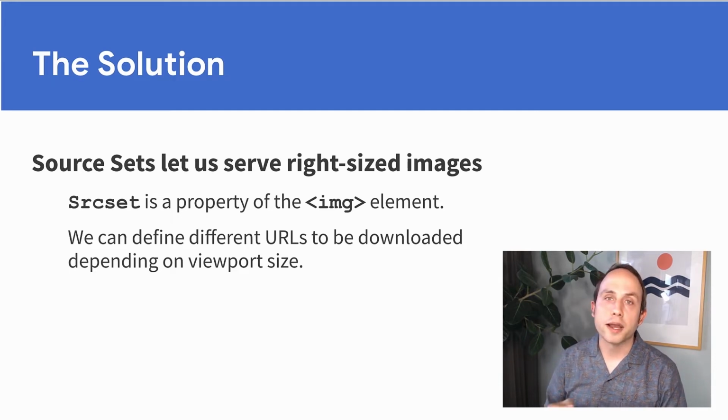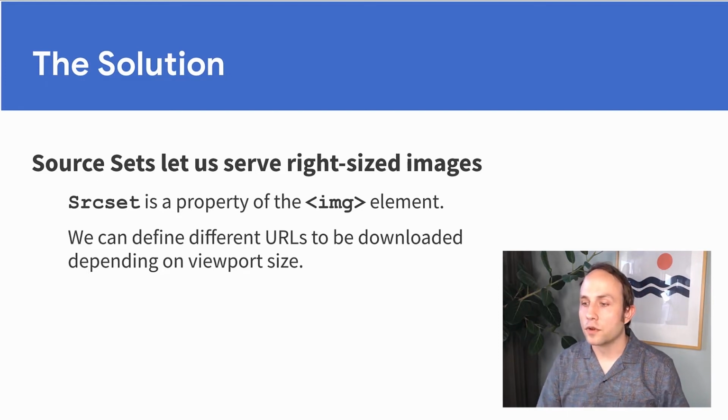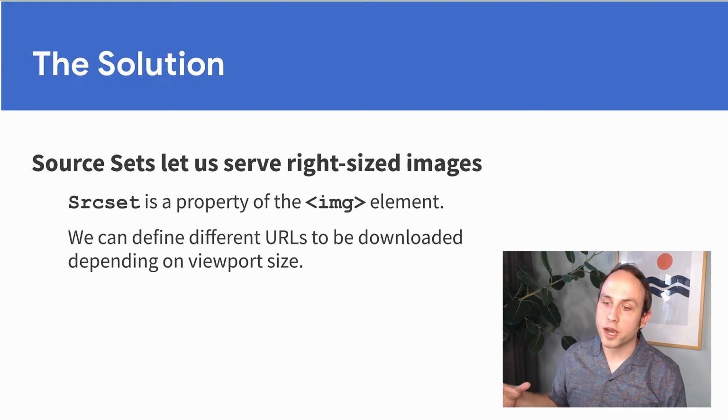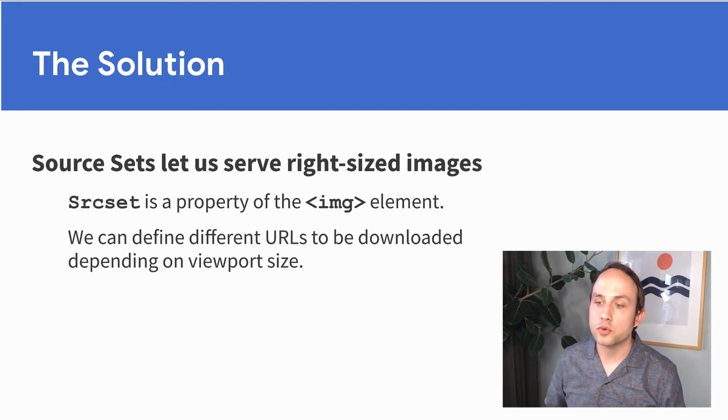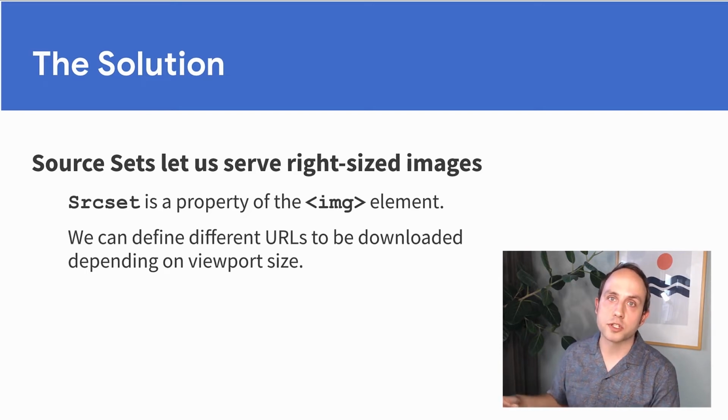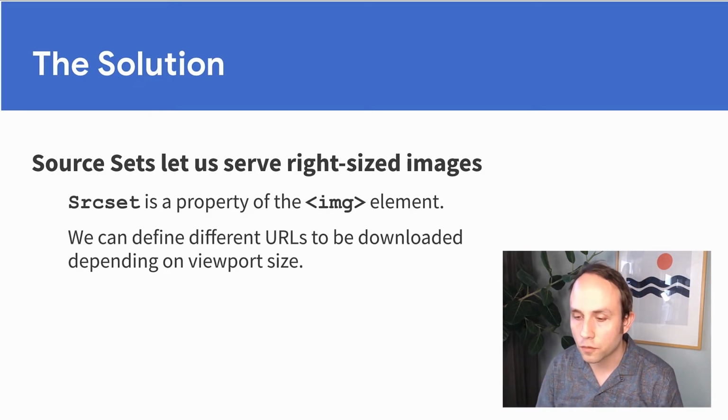It allows you to define multiple source URLs instead of just one. So instead of getting the same size image no matter what size the user's viewport is, you get a 500 pixel wide image below a certain breakpoint, a 1000 pixel wide image below a certain breakpoint, and so forth.